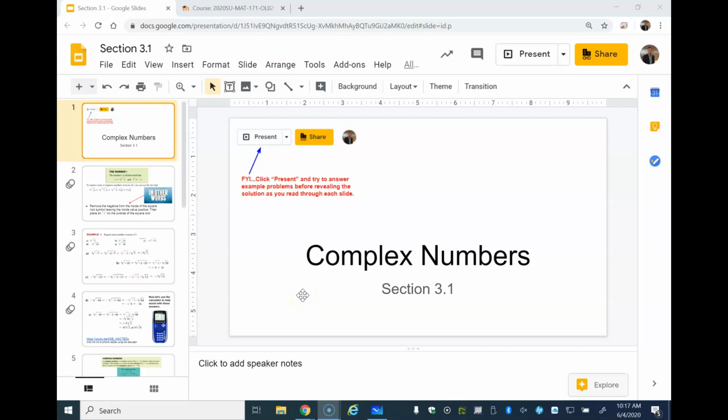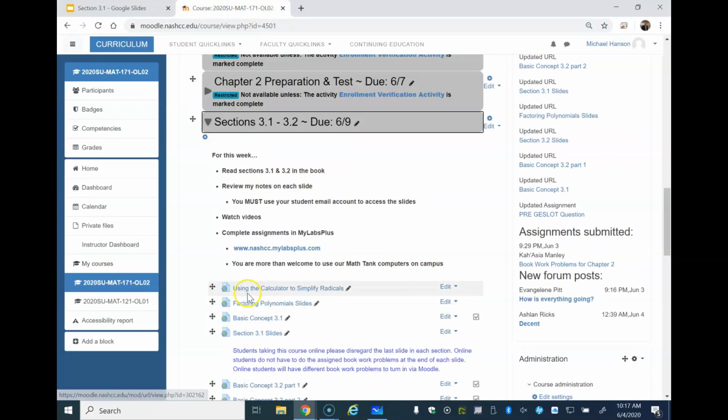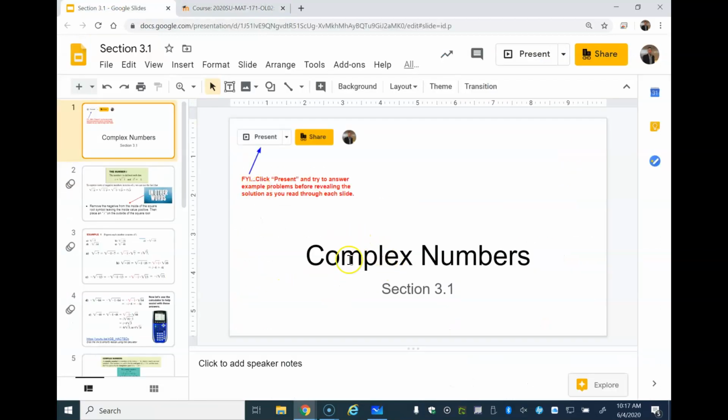In this video, I wanted to go over complex numbers in section 3.1. But before we get started with this one, you might want to click on my video using the calculator to simplify radicals. This will help you with this section going forward.